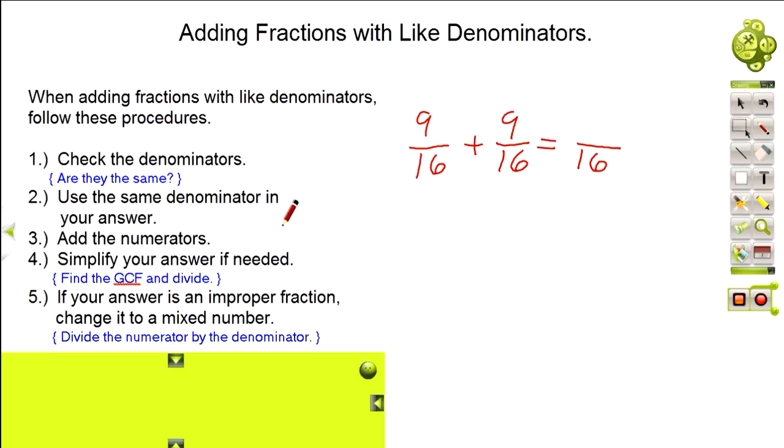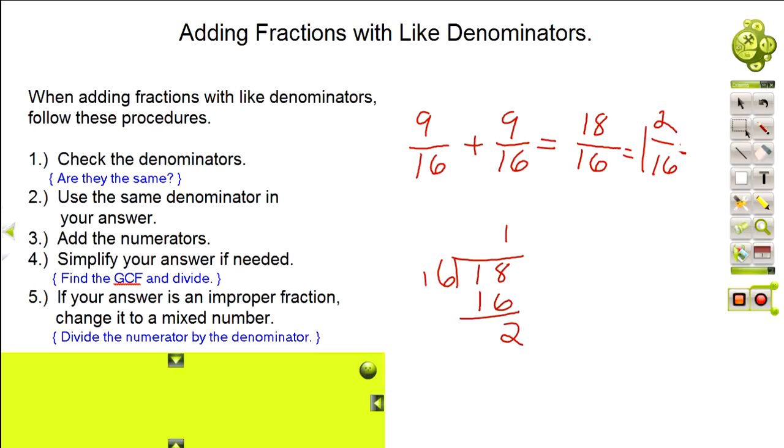Step 3, add the numerators. Step 4, simplify your answer if needed. Well, we can simplify now, or we can simplify after we do step 5, which is to create an improper fraction. 18 divided by 16 will give us 1 with a remainder of 2. 1 is our whole number, 2 is our numerator, and 16 remains our denominator.